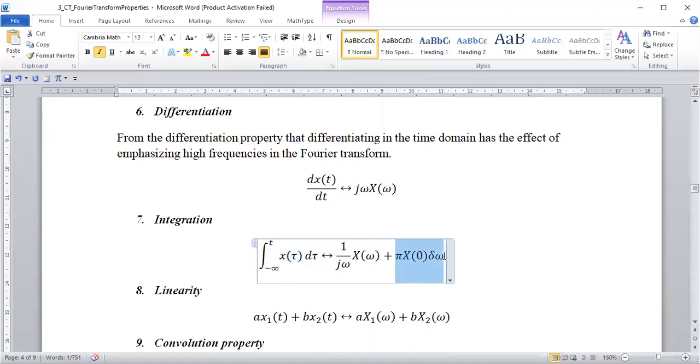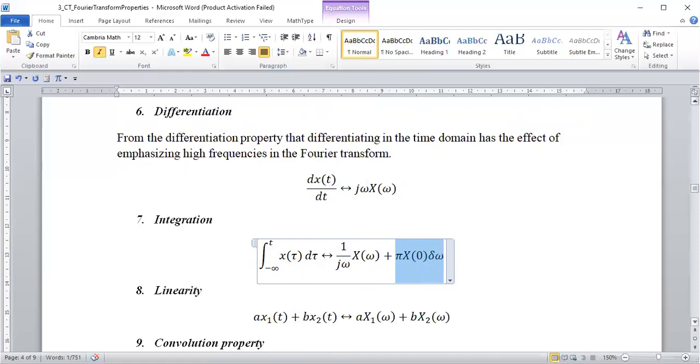Then you have a constant because it's just the inverse of the differentiation. In differentiation, you multiply by j omega, but in integration, you divide by j omega. Then there's a constant associated with integration, and this constant is given by pi X naught, then delta of omega.